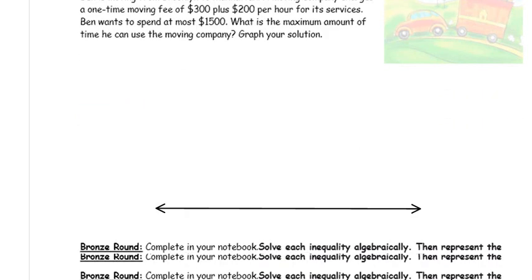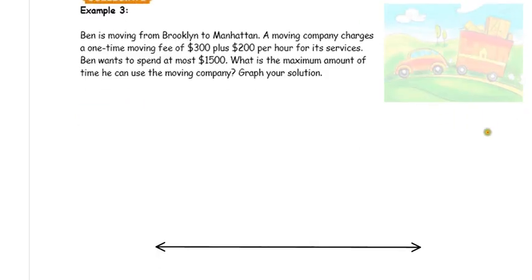And the last example today says Ben is moving from Brooklyn to Manhattan. What a poor addition. A moving company charges a one-time fee of $300 plus $200 per hour for its services. Ben wants to spend at most $1,500. What is the maximum amount of time he can use the moving company? We want to graph.